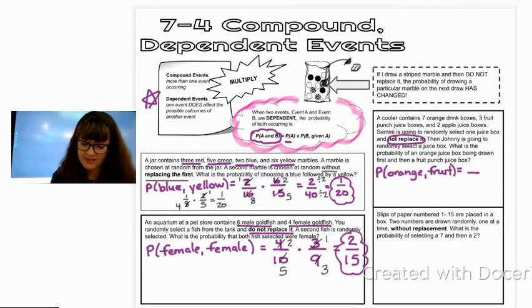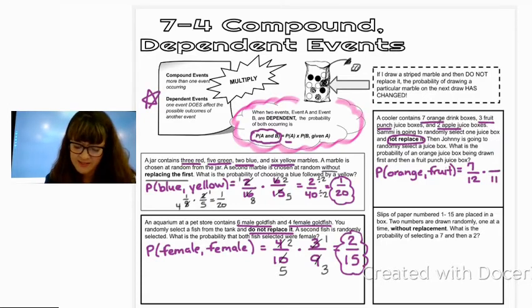Well, let's see what was in the cooler. We had 7 orange, 3 fruit punch, 7 plus 3 is 10, and 2 apple juice. 10 plus 2 is 12. So there were 12 juice boxes. There were 7 of those that were orange. So on the first draw, there's a 7 out of 12 chance that we would get an orange drink. Now on the next draw, since we didn't replace the first, there are now only 11 juice boxes in the cooler. And we want to select a fruit punch second. And all 3 fruit punches would still be there because we're assuming that we drew orange the first time.